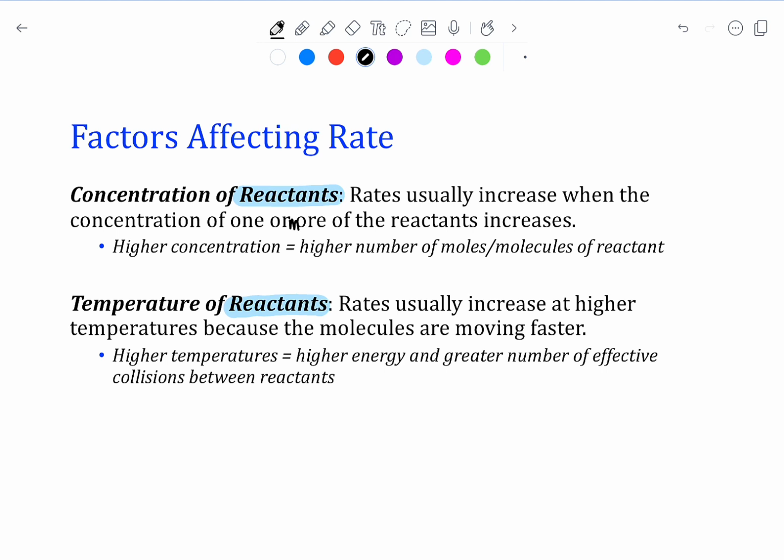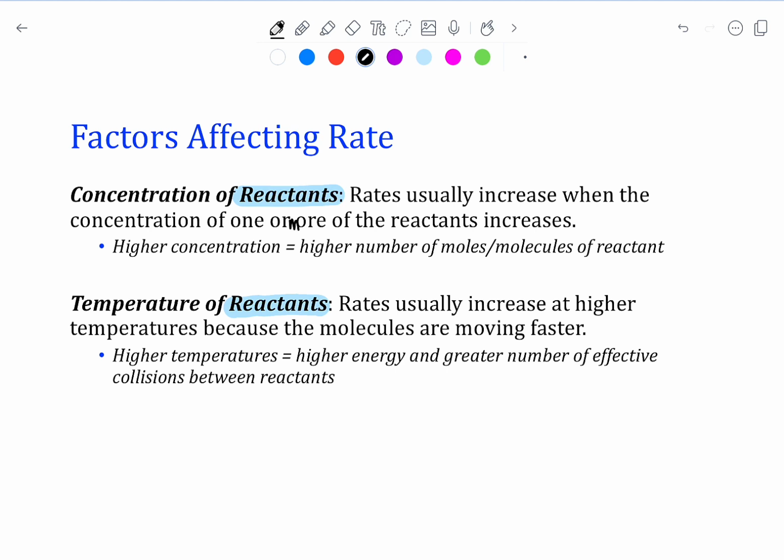Another factor is the temperature of the reactants. We know that temperature is going to cause our molecules to move faster or slower depending on if the temperature is higher or lower. So rates will usually increase at higher temperatures because the molecules are moving faster. Higher temperatures will equal higher energy and greater number of effective collisions between reactants. So both of these factors need to be taken into account when we consider rate. In this lesson, we are going to focus strictly on concentration of reactants, and in our next lesson, that's when we will be discussing the effect of temperature on the rate of the reaction.